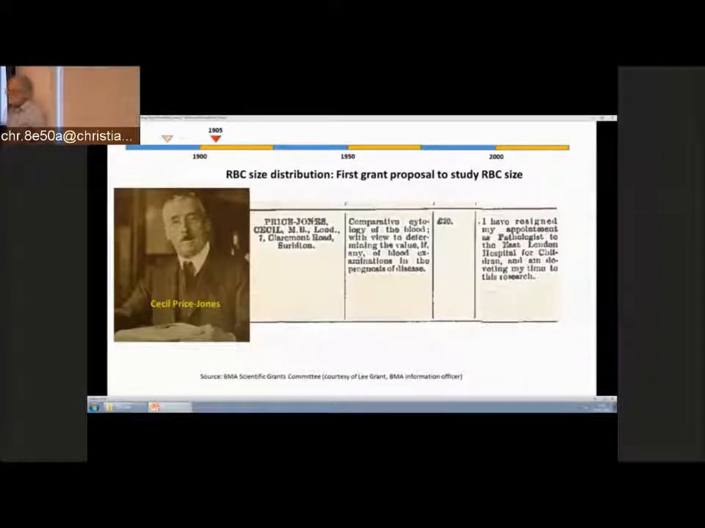And so far as we can tell, he did this in an unpaid capacity. He seems to have been well-to-do. He owned a 49-ton yacht. So in 1905, he gets his first grant application to the British Medical Association to do work.